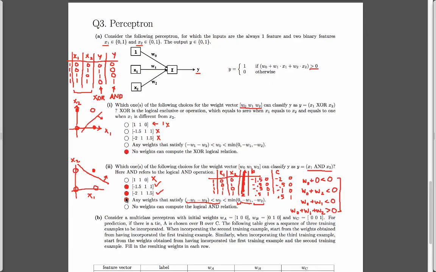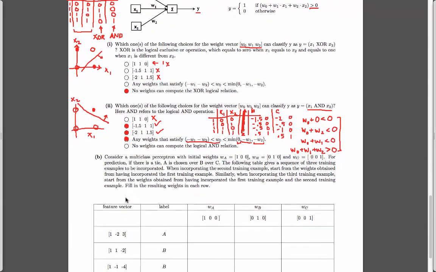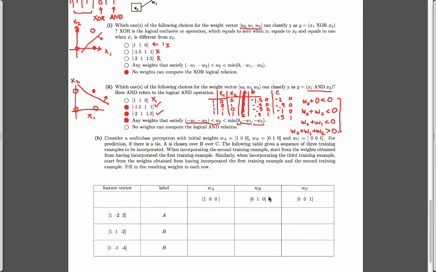The next question is to consider a multi-class perceptron with some initial weights that are given for WA, WB, and WC. And then iteratively we're given a feature vector and a label. So this is exactly how training works for the perceptron: we have our set of data, which is our set of feature vectors, and the labels that correspond to those feature vectors. And then in each iteration, what we do is we look at the feature vector. The first thing to do is to classify that feature vector. So let's add a column right here, which is going to be basically your classification.